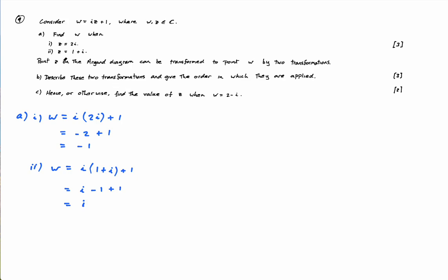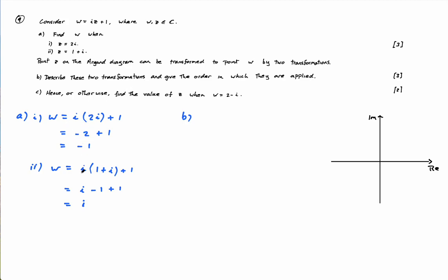Next part: point z on the Argand diagram can be transformed to the point w by two transformations. Describe these two transformations and give the order in which they are applied. Okay, all right, transformations. Let me try and draw you an Argand diagram. See what's going on. So this is the real and this is the imaginary. Okay, so two ways to kind of think of this.